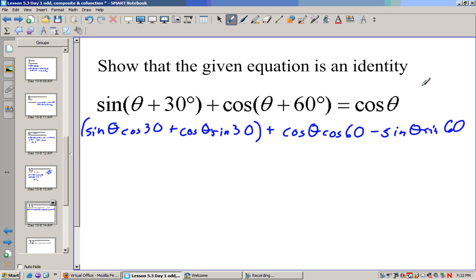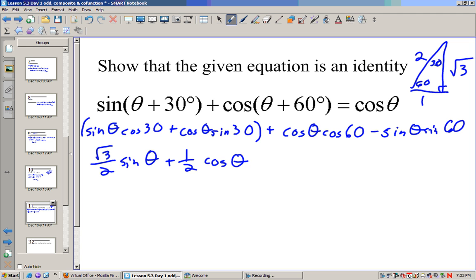Alright, so now I'll draw a 30, 60, 90 triangle up here. That's 30, 60, 90. And hopefully you know the sides of a 30, 60, 90 triangle: 1, 2, root 3. So the cosine of 30 is root 3 over 2. So that's root 3 over 2 sine of theta. Sine of 30 is 1 over 2, so that's 1/2 cosine theta. Plus cosine of 60 is 1/2, multiplied by a cosine theta. And sine of 60 is root 3 over 2. So that'll be minus root 3 over 2 sine of theta.